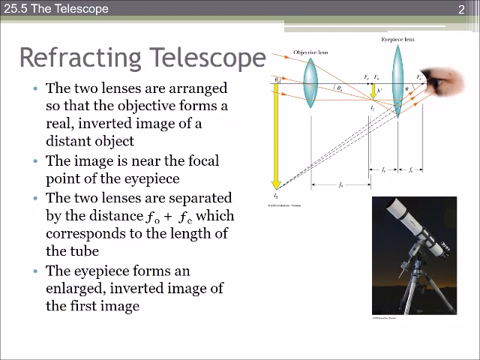A refracting telescope uses lenses just like we talked about with the microscope. They have a slightly different setup, and the two lenses are separated by the sum of their focal lengths. So that is equal to L for a telescope. The two lenses are arranged such that the objective forms a real inverted image, and the eyepiece forms an enlarged inverted image of the first image. So this is the classic telescope that you've probably seen in movies and such.